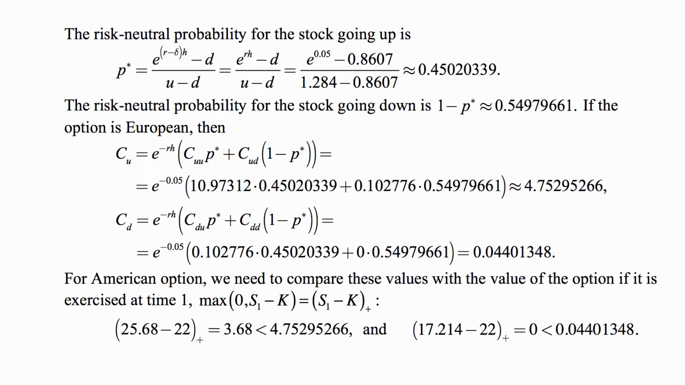Then the risk-neutral probability for the stock going up is given by the formula that you learned, which is p* equals e to the (r minus delta) times h, minus d, the whole thing divided by u minus d, where delta is the continuously compounded rate of dividend yield of the stock. Now, in this case, the period of time length h is 1 year. r, the risk-free interest rate, is 5%, continuously compounded, of course, and delta is 0. So what we end up with is e to the 0.05 minus 0.8607 divided by 1.284 minus 0.8607, and that's approximately 0.4502033339, and the risk-neutral probability for the stock going down is 1 minus that, so it's approximately 0.54979661.